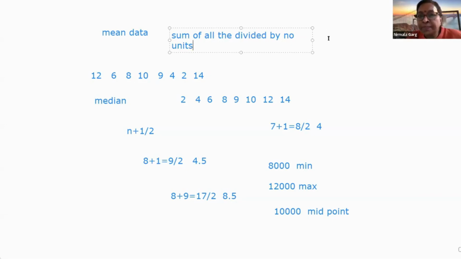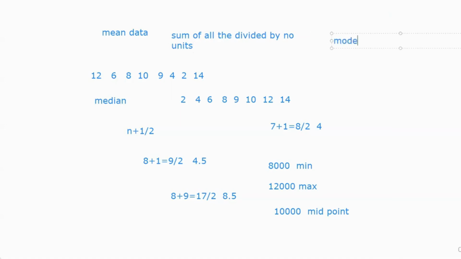Now, what is mode? Most repeated data in the row. Absolutely. Here, do you have any mode? No. No data is being repeated, not a single data which is being repeated. Okay. All right, guys.